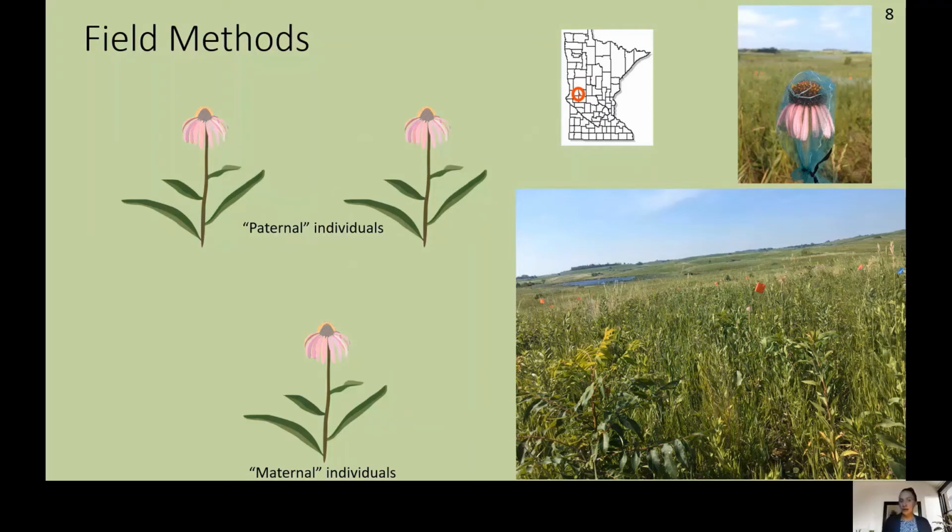So say an Andrena came to visit this paternal individual. Then for the rest of the day, we only allowed other Andrenas to come visit, and we shooed the rest of the bees away. Similarly, if a green bee came to visit this individual, we'd only allow other green bees to come visit it for the rest of the day. On the other hand, our maternal individuals were not restricted in the type of pollinator that was able to visit.